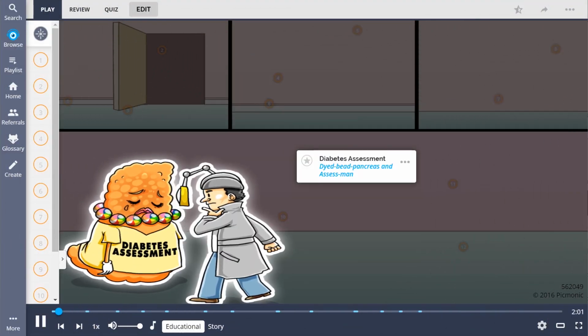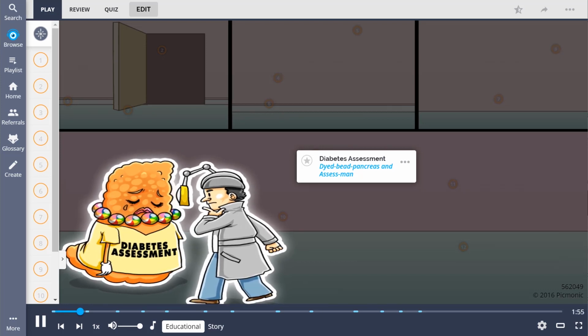Diabetes assessment can be recalled by the diabetes pancreas, who gave birth to complications and is now telling her life story to the assess man.